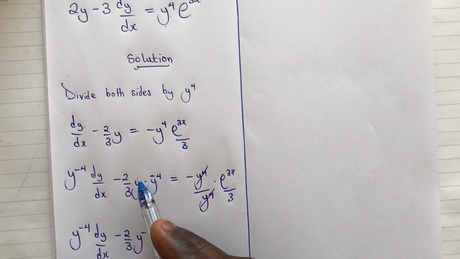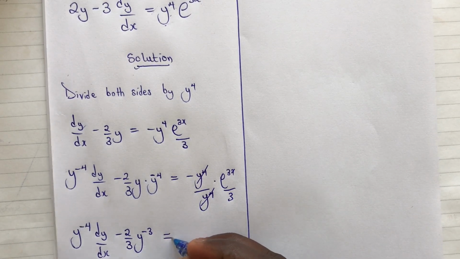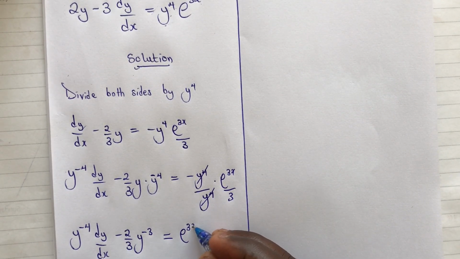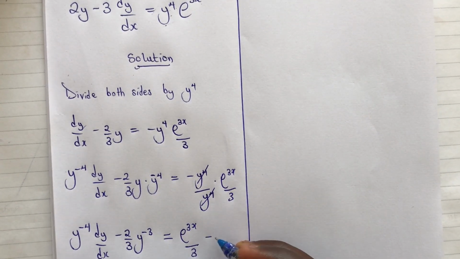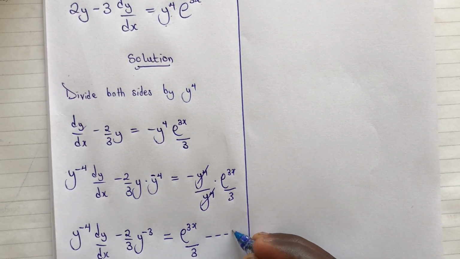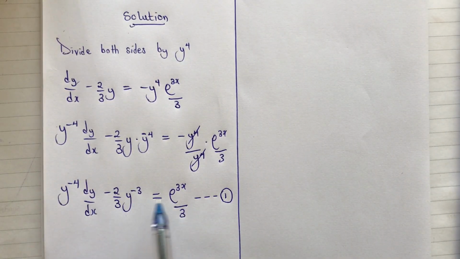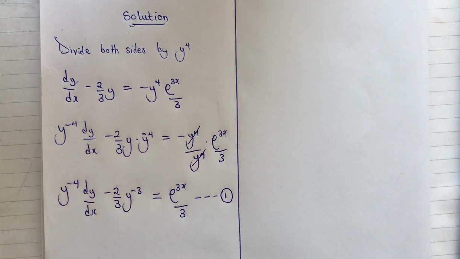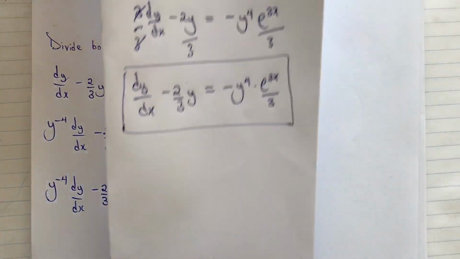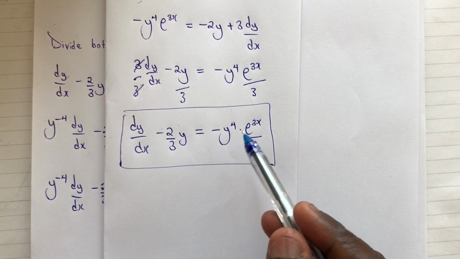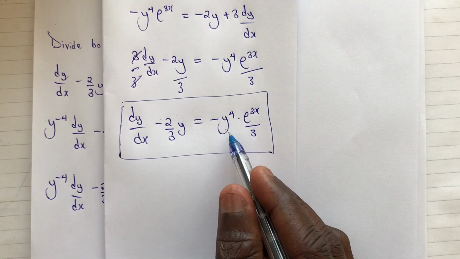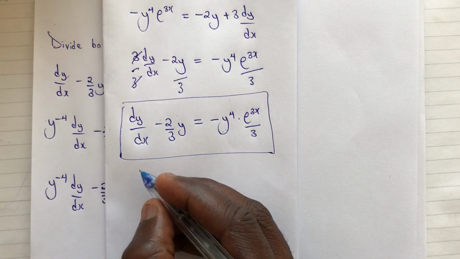I take the base, I add the powers, equal to e^(3x) over 3. And let's label this one equation 1. How did I get this? So to those of you who are still confused, let's go back to what we had here. This is the same function. So now I was supposed to divide through by y to power 4.